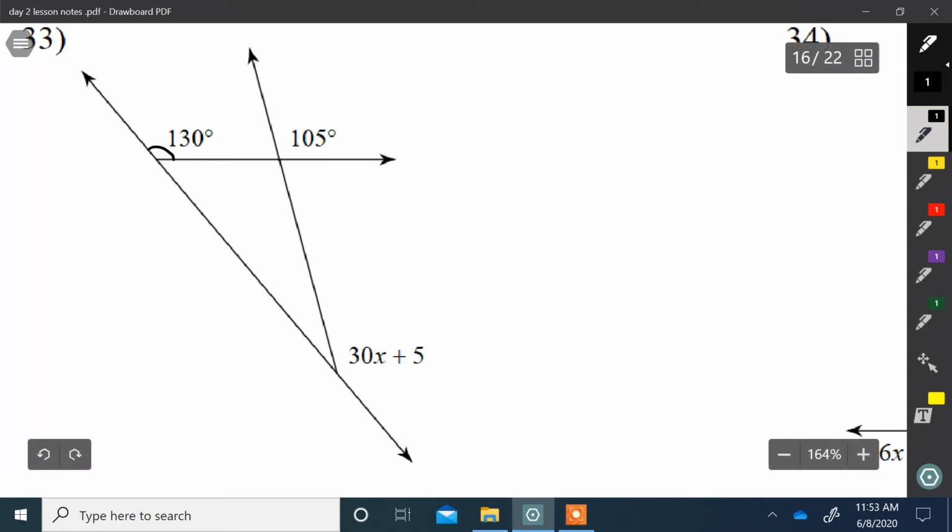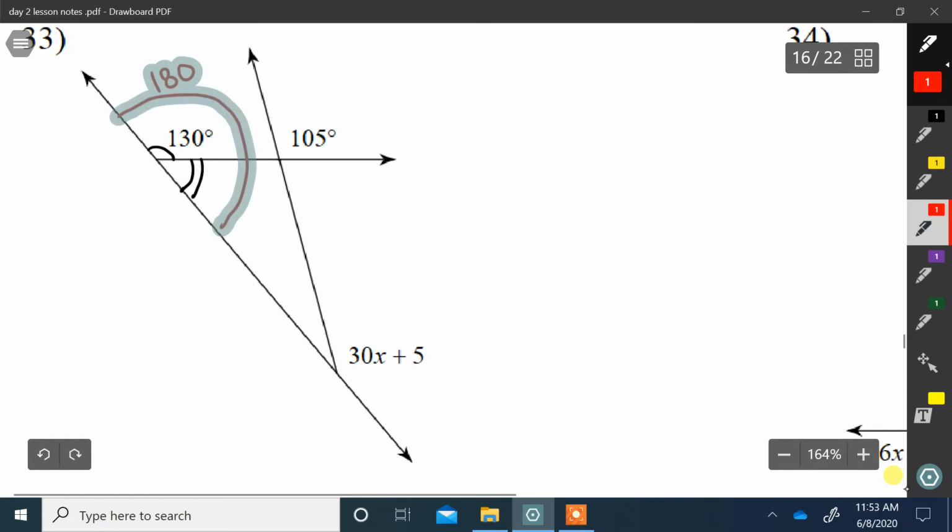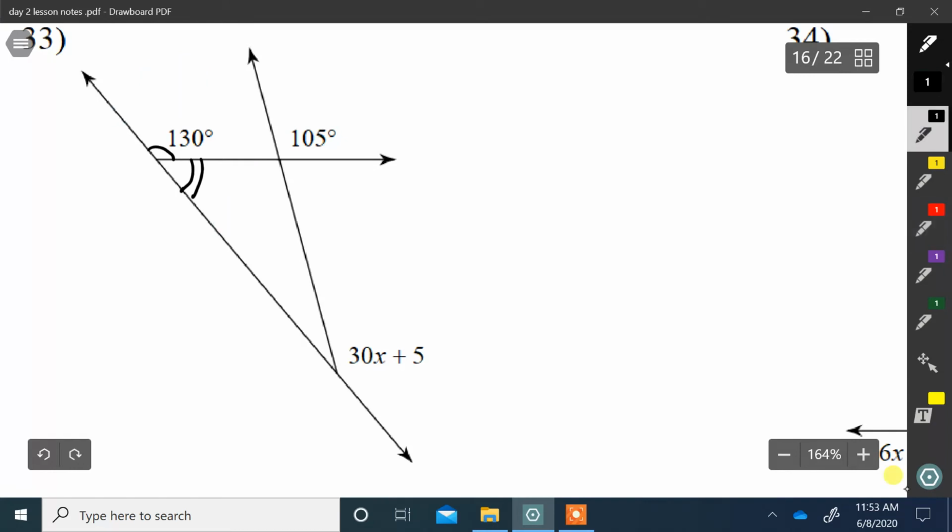If this is 130, okay, there's a couple ways we can do this wrong. One way is to realize a couple of things. If this is 130, what would this be? Remember, all of this is 180. Okay, so if all of that is 180, then if this is 130, how much more do we need to get to 180? We will just have to subtract 180 minus 130.